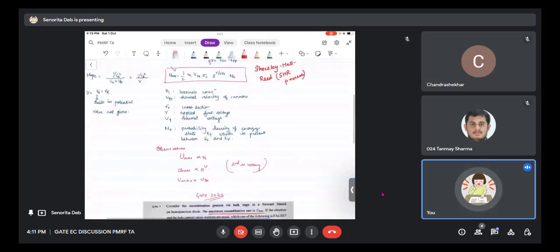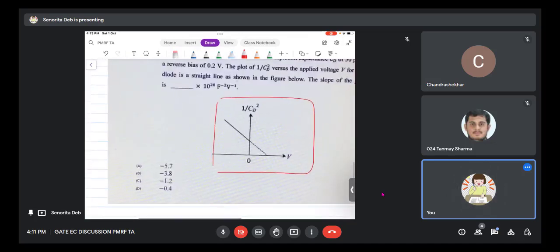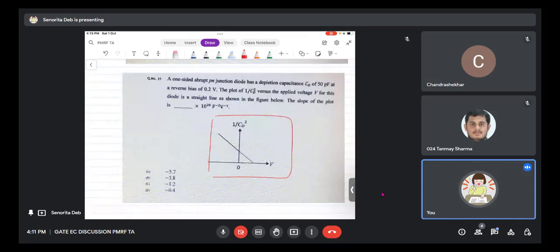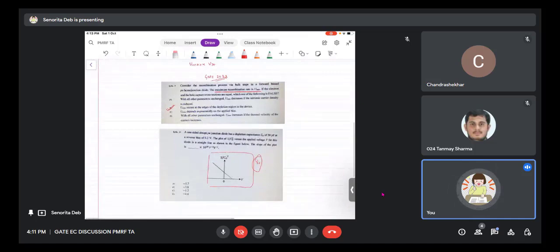Okay, and the options are there, but I don't have an idea about how to do it after this, because V naught is something that I need and I cannot assume this value. Okay, so this is how these two questions were to be solved. So is it clear to both of you?